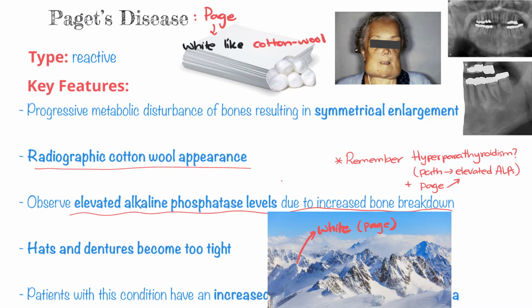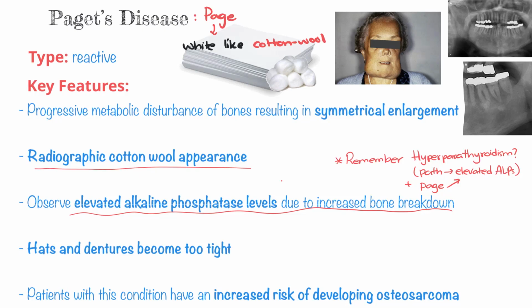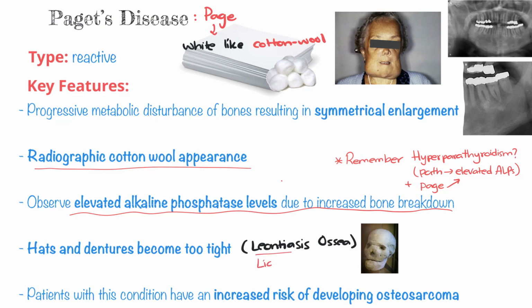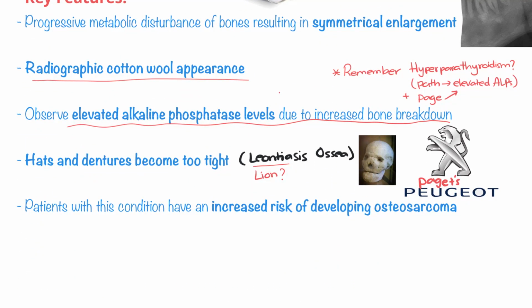The next feature of Paget's disease is that hats and dentures become too tight because the bones of the head are becoming big. This condition is known as Leontiasis ossea, which basically means that the skull becomes similar to that of a lion. Speaking of lions, where else do we see lions? We see it in the logo of Peugeot cars. And of course, Peugeot here is the nickname for Paget's. So remember, Paget's, Peugeot, Leontiasis ossea.